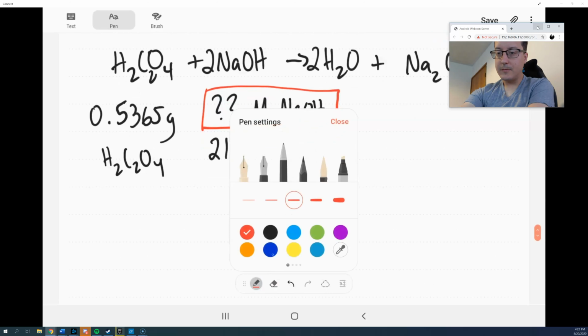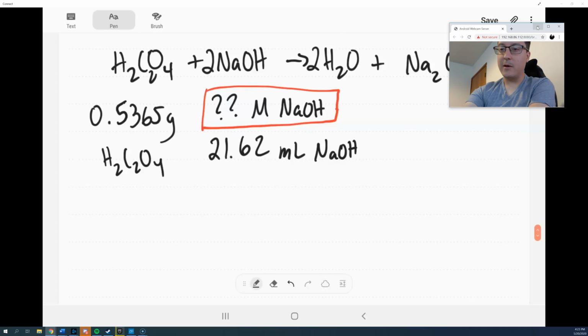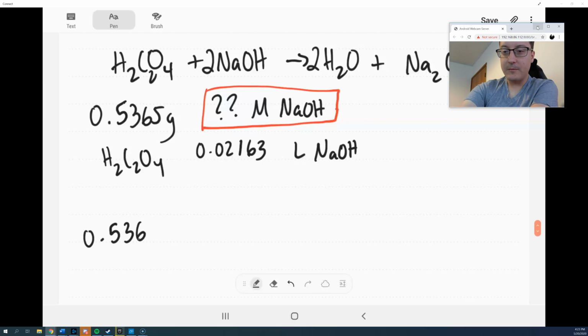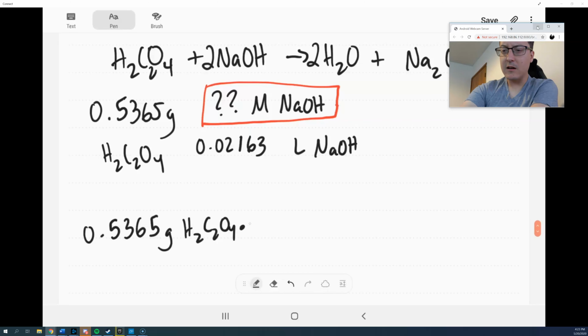Alrighty, and I'm going to go ahead and make this into liters, it'll make it easier for us. So 0.02163, something like that, good enough. Start with whatever you can get moles of. Oh, in fact, this was also a dihydrate, right? I think so.